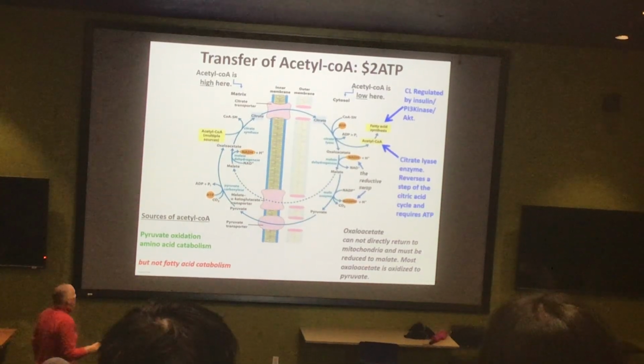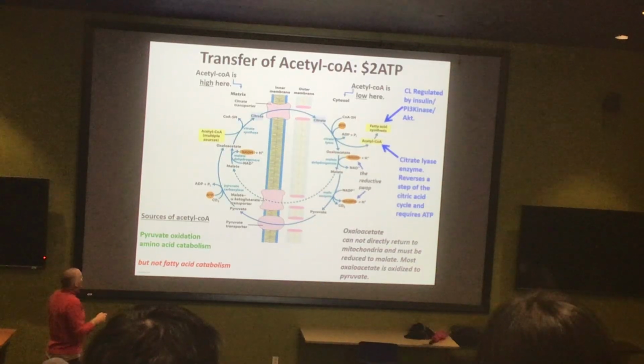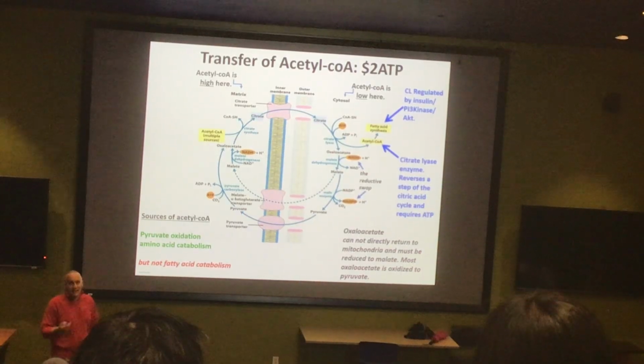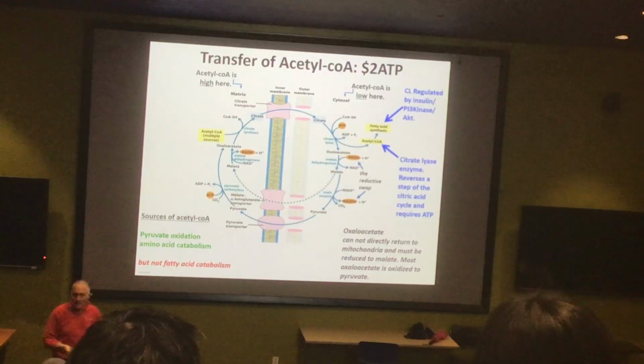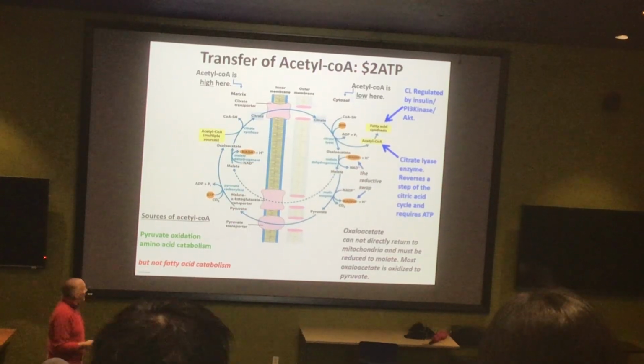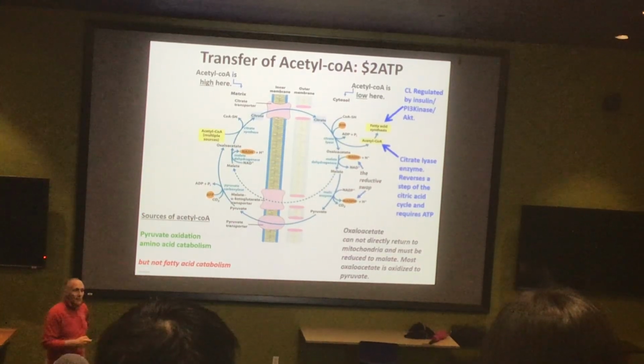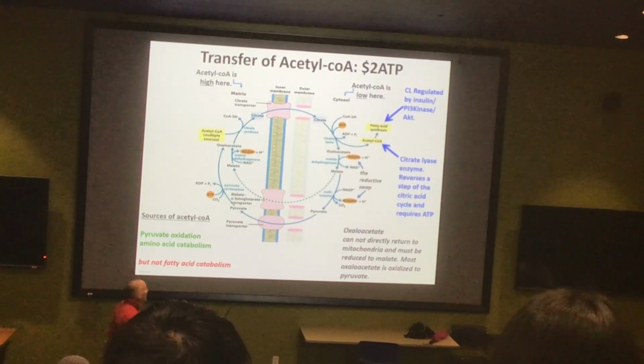We don't want oxaloacetate out here. We want oxaloacetate back here because we would like to continue the citric acid cycle going, ideally. We don't want to deplete the citric acid cycle of oxaloacetate. So what can we do?